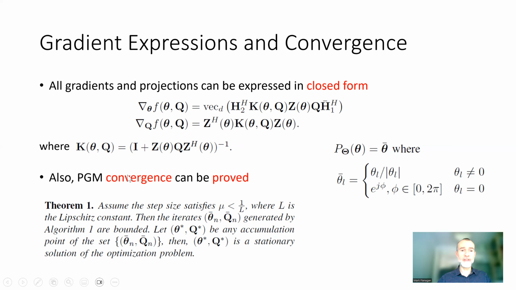Also, the convergence of the projected gradient method can actually be proved. If the step size is small enough, then we can prove that we converge. Now, we cannot prove that we converge to a global optimum, but of course, that is not something that can be proved for any of these iterative algorithms that attempt to solve such a complex problem. I'll also mention that the projection is particularly suited to this scenario, in the sense that we have a unit modulus constraint for all of these RIS element values, and therefore projecting onto the unit modulus constraint is particularly simple.